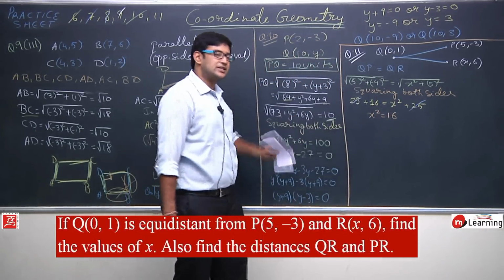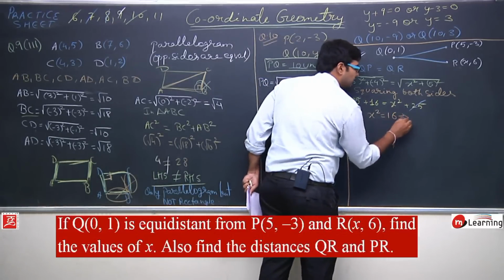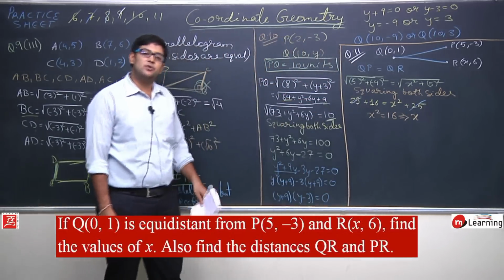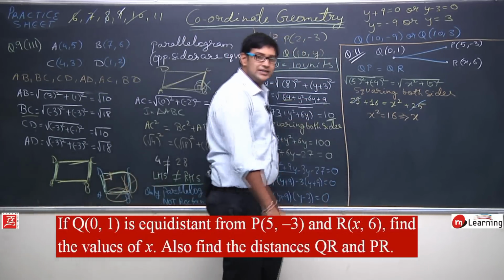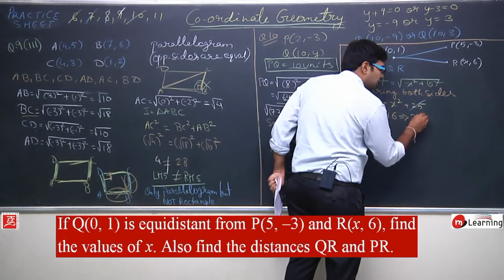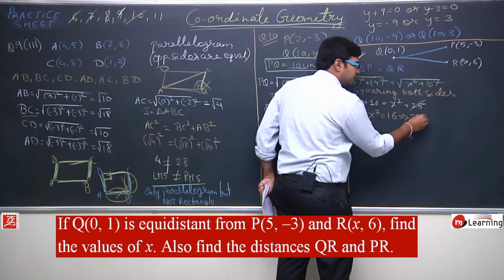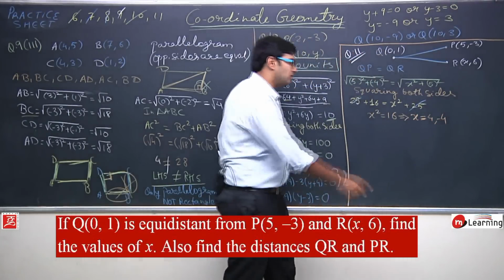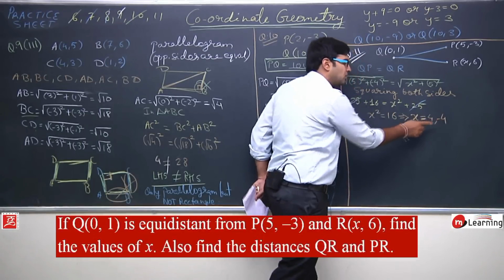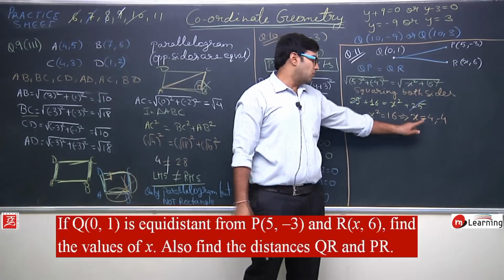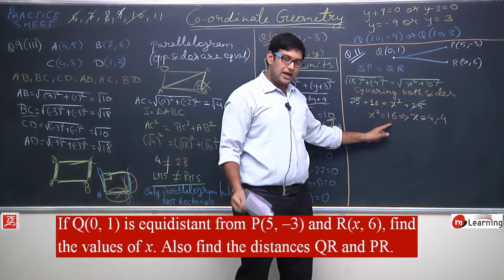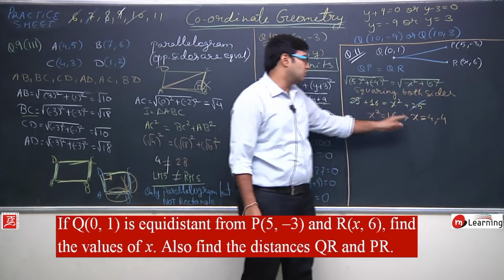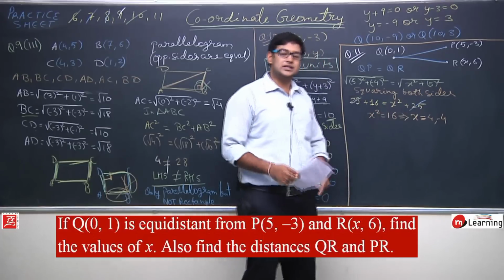Now if x square is equal to 16, then what is the value of x? We have understood this concept in polynomials. The value of x will be, in quadratic equations also, 4 and minus 4. Now why have I written 4 and minus 4? Because square of 4 is also 16 and square of minus 4 is also 16. Hence we are going to have two values of x, 4 and minus 4.